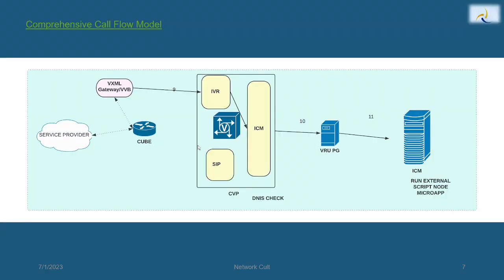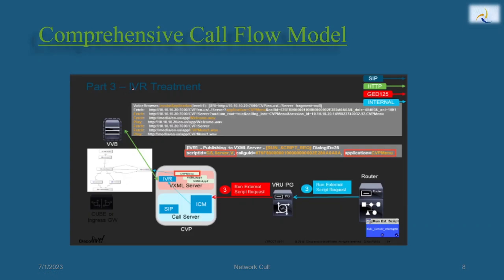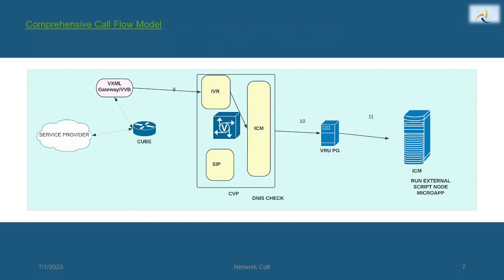After creating the audio path from the VXML gateway to the origination point of the call, the bootstrap.vxml sends a request to the IVR subsystem and it is forwarded to the ICM subsystem, and the ICM subsystem, as you know, checks the DNS length. We already have seen the configuration that is required in the ICM subsystem, that is the DNS length.